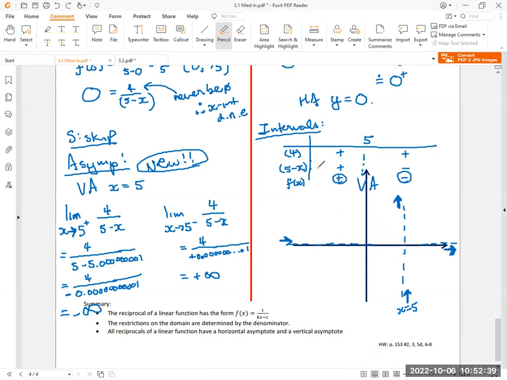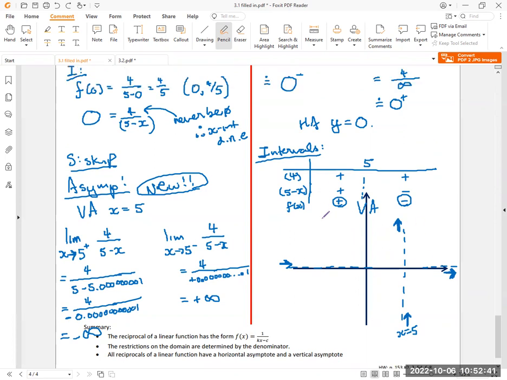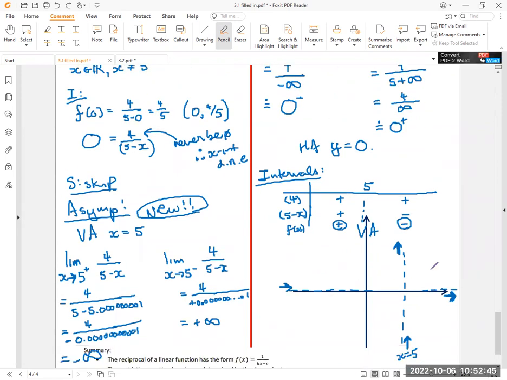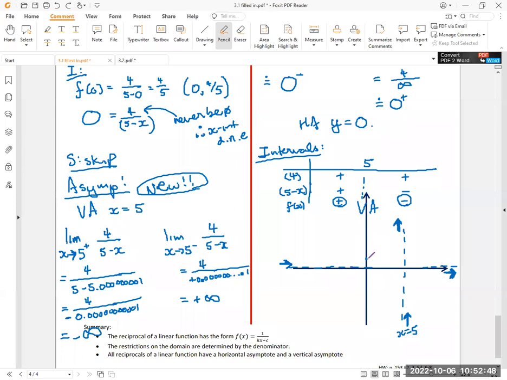Okay, so I put all these pieces in. I know it's going to be top left and bottom right. The y-intercept is 0, 4/5. So somewhere here. Putting all this information together, there's your graph.